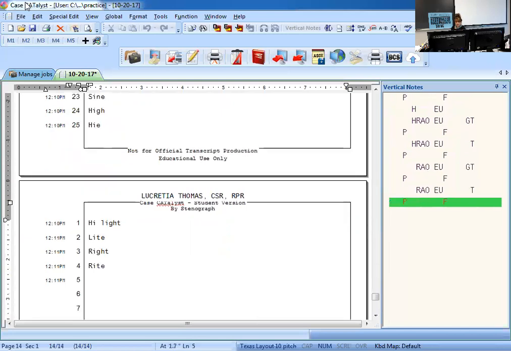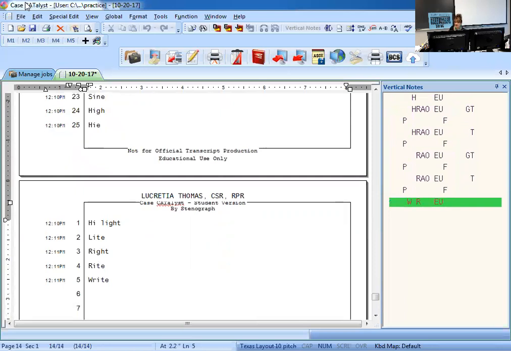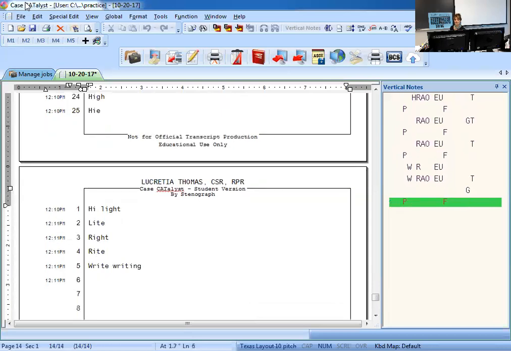Write your name on here. Write is a brief, I would learn it, W-R-I. Anytime you have anything in brackets, you can use that. I like write because if you write writing, you have to stroke it out like that. But if you use the brief, you can write W-R-I-G. So learn that brief, W-R-I for write.